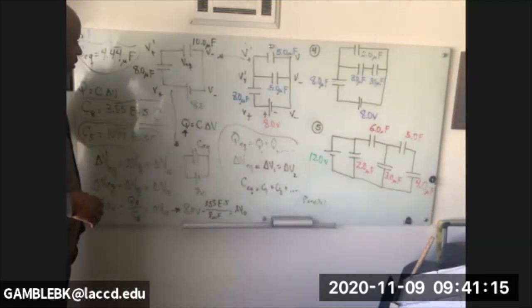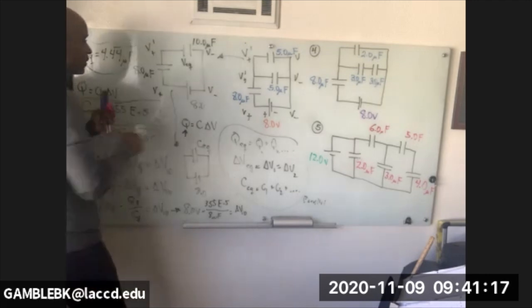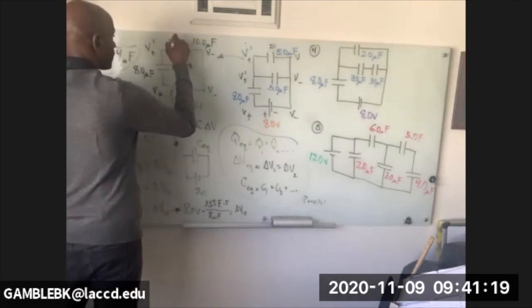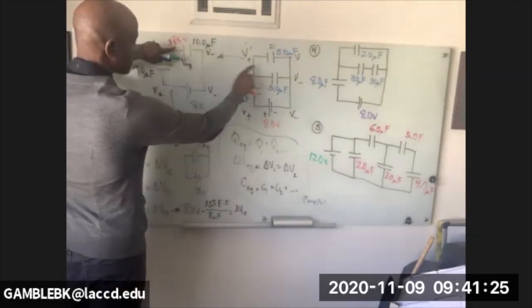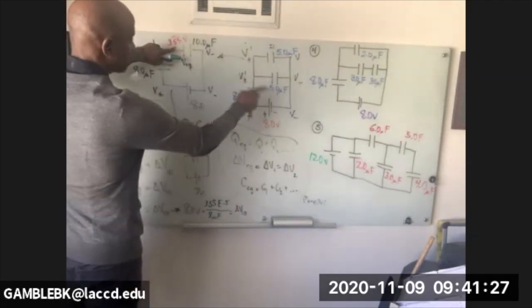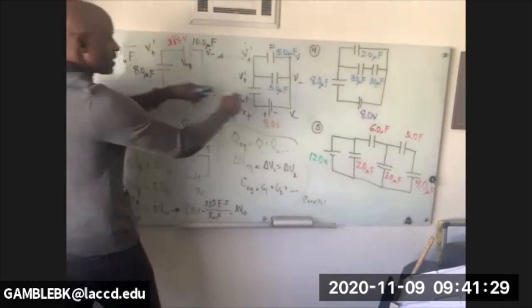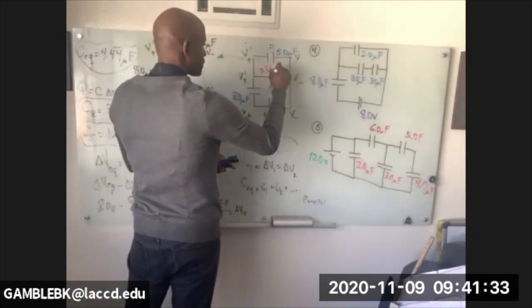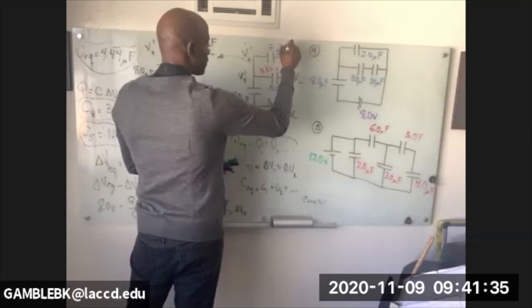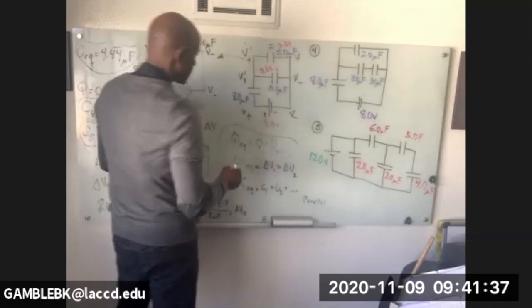That is the voltage across the equivalent capacitor here: 3.55 repeating volts. But voltage across capacitors in parallel is the same, and it's the same as the equivalent capacitance. So this guy has 3.55 volts across it, and this guy has 3.55 volts across it.